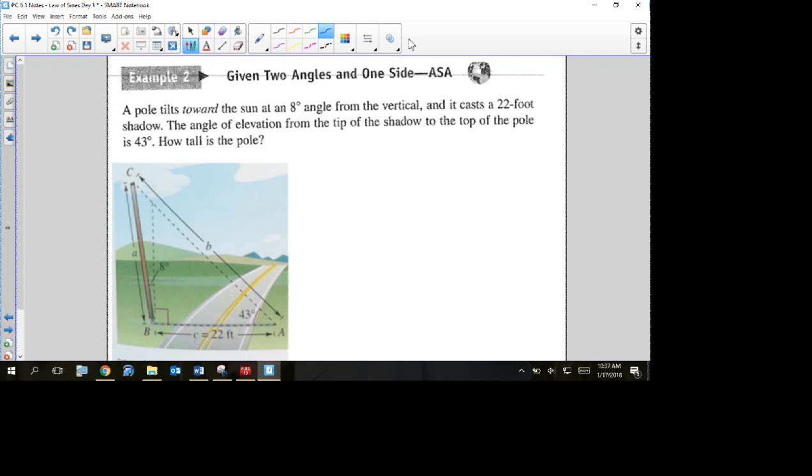Okay, this last one, we've got a triangle and there's a lot of stuff going on there, so I'm just going to draw the actual triangle. There it is. The letters that they've labeled don't matter. It can be any letters that you want it to be, so don't get hung up on it. It has to be A, B, and C, the X, Y, and Z. They say that the shadow is 22 feet. They say that this pole is leaning 8 degrees from vertical, telling you this is 98 degrees. They've given you the angle of elevation is 43 degrees, and we need to find how long the pole is.